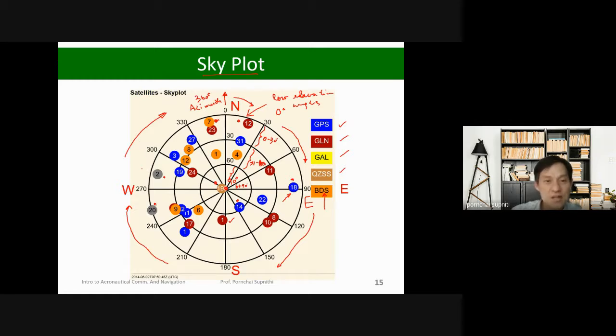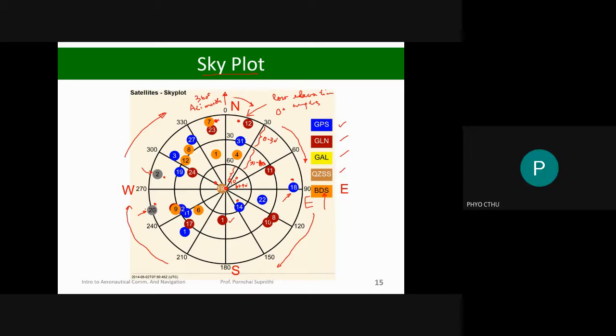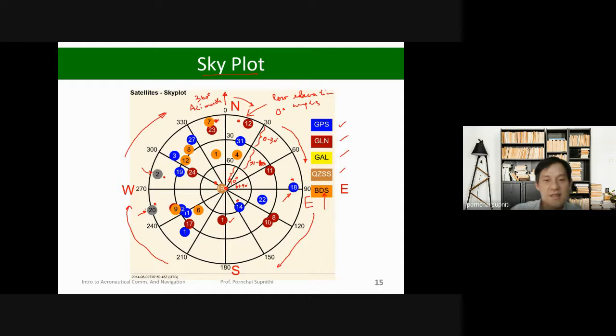In this software, some satellites like this have gray colors. Can you guess what happens? Why do they have gray colors? Unavailable. Yeah, sort of like a very low SNR. So in a way, unavailable or almost unavailable, right? So you cannot receive the signal well.